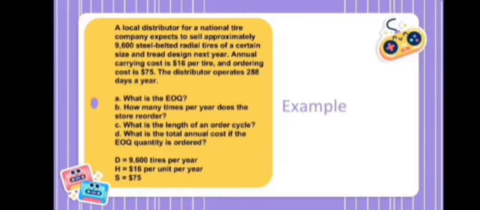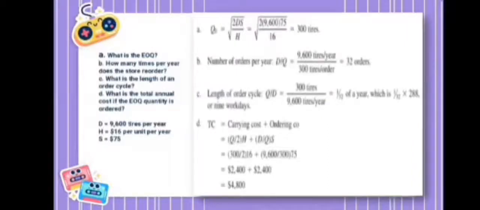And the questions are: What is the EOQ? How many times per year does the store reorder? What is the length of an order cycle? And what is the total annual cost if the EOQ quantity is ordered? So now let's answer the first question. Letter A, what is the EOQ?